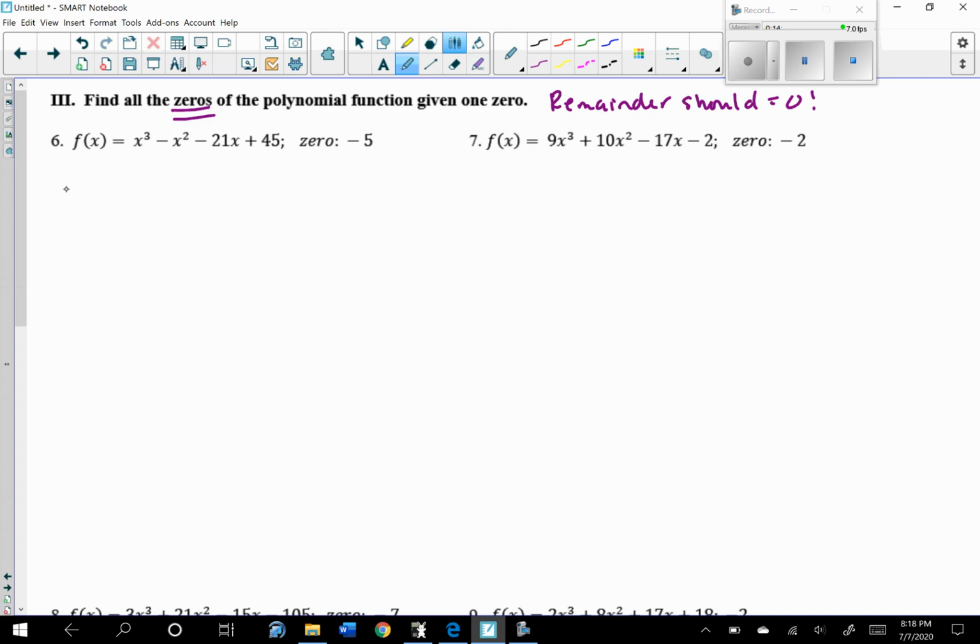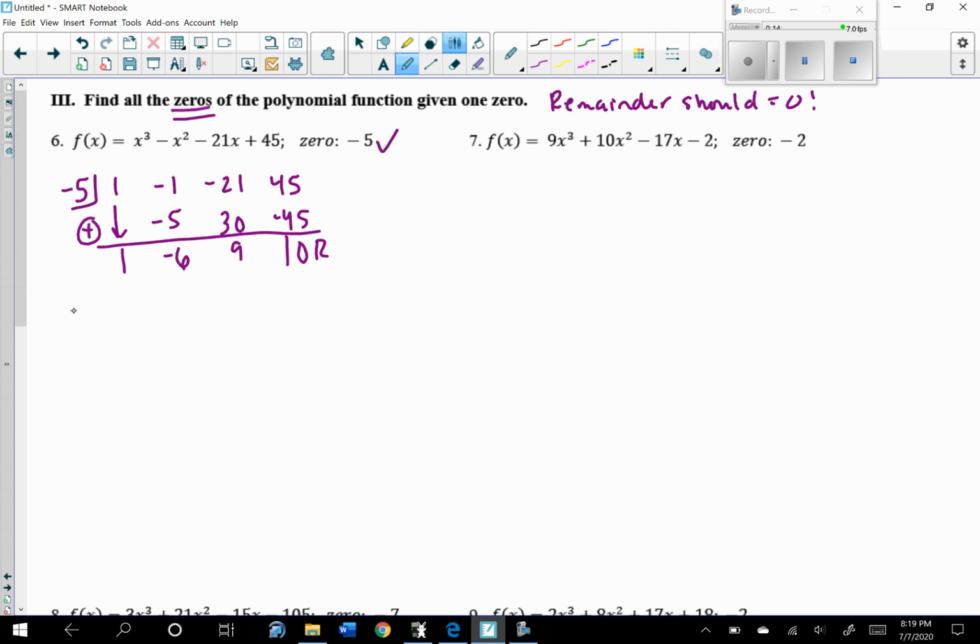So if I use my synthetic division, negative 5 goes in the box. Then we have the coefficients 1, negative 1, negative 21, 45. I wasn't missing any 0 placeholders. Bring down the 1. 1 times negative 5 is negative 5, so this gives me negative 6. Multiply, which gives me 30. Add these together, get positive 9. Multiply, negative 45. So the remainder is 0, which tells me that it is a factor, which means this is a 0, so that checks out.